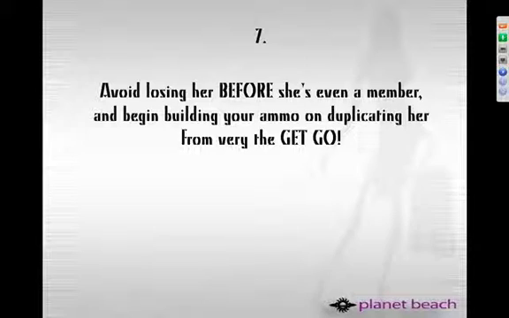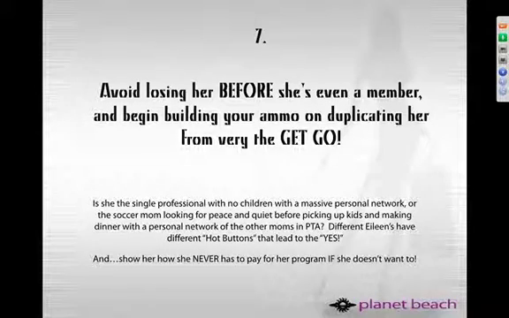The next step: avoid losing her before she's even a member, and begin building your ammunition on duplicating her from the start. What do we mean by that? Is she the single professional with no kids and a massive personal network, because maybe she's a socialite, or has a lot of professional contacts, or just a huge network in general? Or is she the soccer mom looking for peace and quiet before picking up those kids and having to make dinner, doing laundry, cleaning house, with a personal network of maybe other moms in a PTA group? Maybe they have a very small network, but they do have a network of personal contacts. Different Eileens have different hot buttons to lead to that yes.